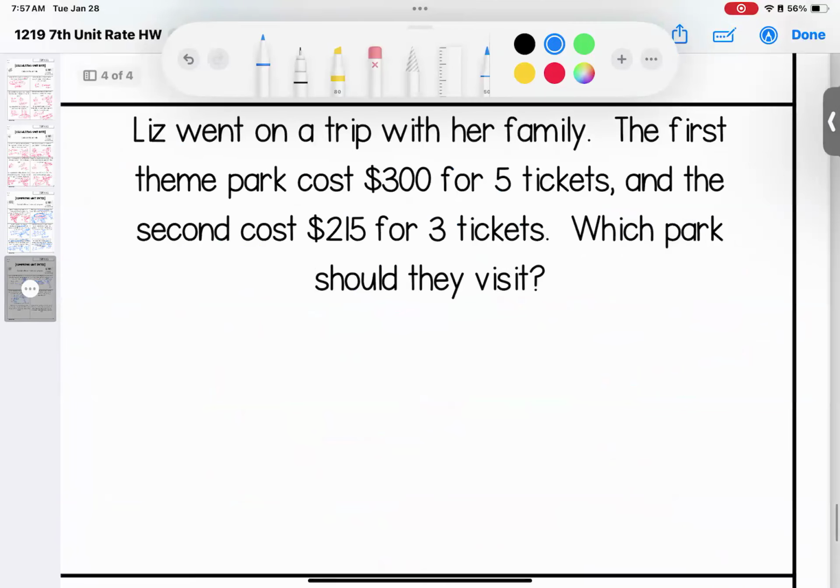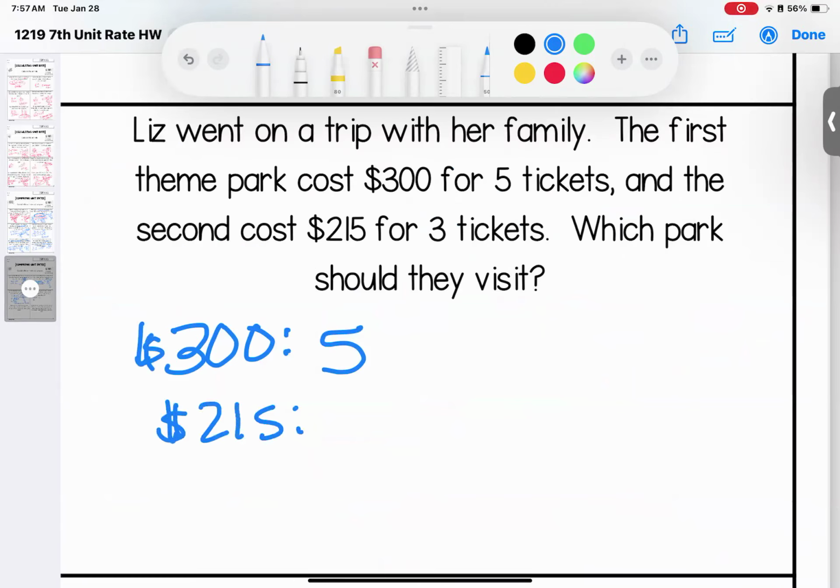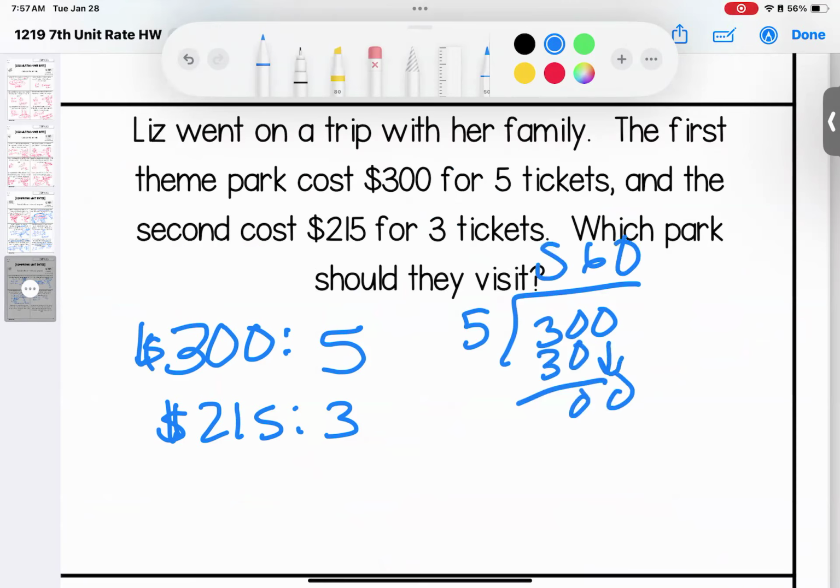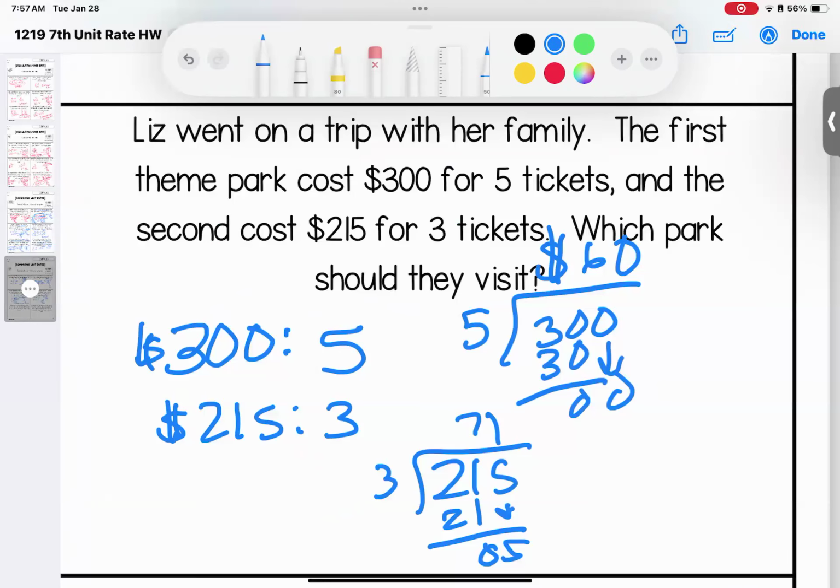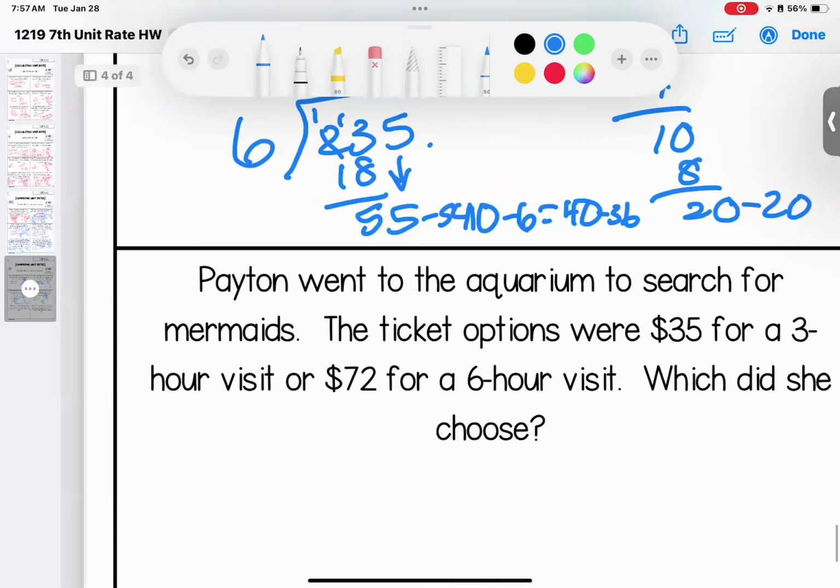Liz went on a trip with her family. The theme park was $300 for 5 tickets or $215 for 3. We want to know which park they should visit. For this one, we're looking for which one is smaller. So this one is going to be $60 per ticket. Put the divisor out there. And then this one, even if we don't finish, is $71 per ticket. This is the better cost by over $11.